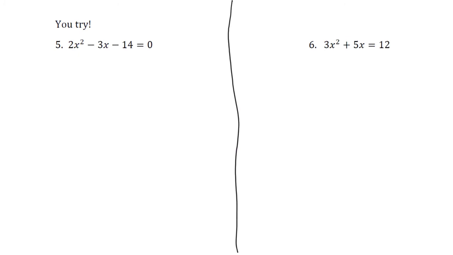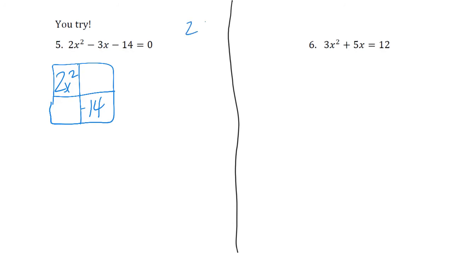Okay, last two. Hopefully you already tried these, so you can just check your work. So we are going to see that there's no GCF. So we're going to go ahead and draw our box. So we have 2x squared and negative 14. 2 times negative 14 is negative 28. So 1 and 28, 2 and 14. Nope, not 3, 4 and 7. And that's it.